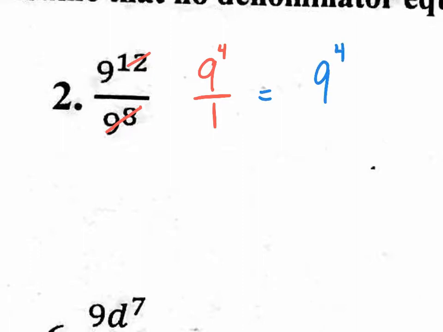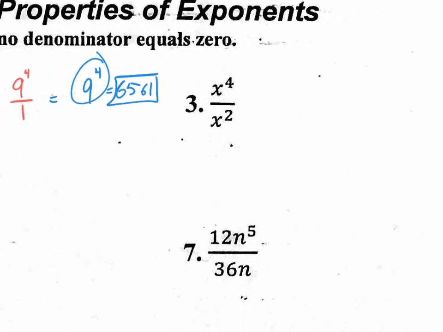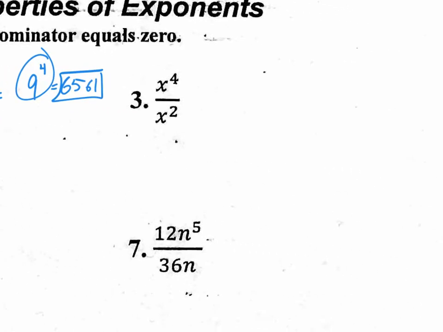Okay, now of course you could actually work that out. Like if you have a calculator, 9 times 9 times 9 times 9, hit the equal button, and you get 6,561, or you could just leave it 9 to the 4th. Now if it's easy, like 9 squared, yeah, change it to 81. But 9 to the 4th, you could leave it like that, or you could write it as 6,561.